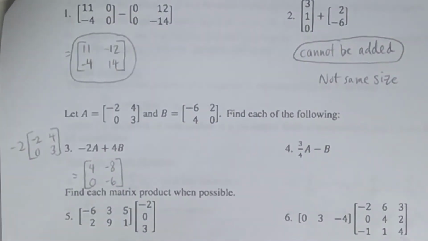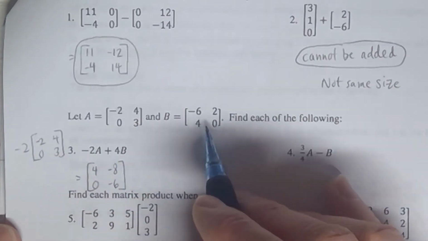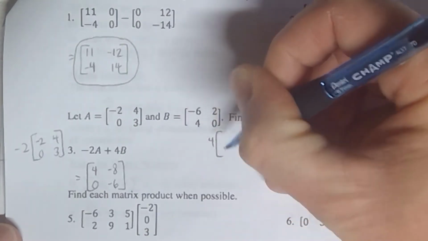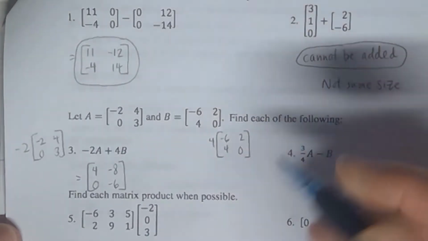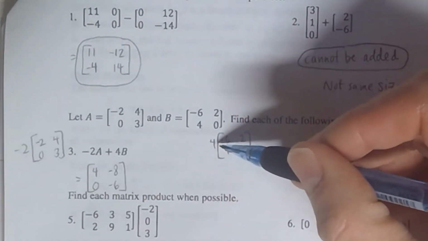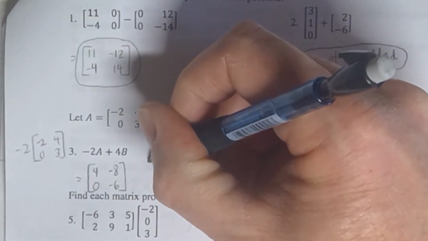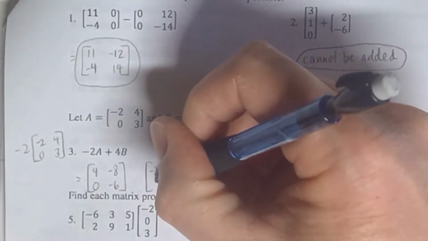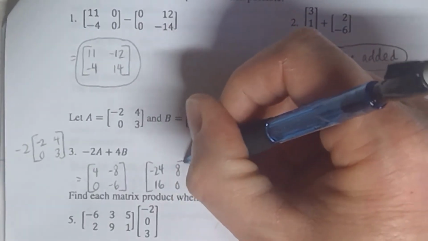Now, we also need to do 4b. Again, you can see that we have a single number times a matrix. Let me do that over here off to the side so I have enough room to put the answer here. So what is this going to be equal to? Again, when you have a single number being multiplied by a matrix, you just multiply the 4 by each one of these 4 numbers and then put the answers in the same locations. So we get -24, 16, 8, and 0.